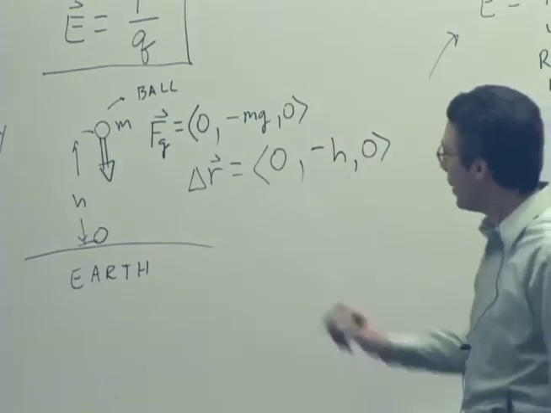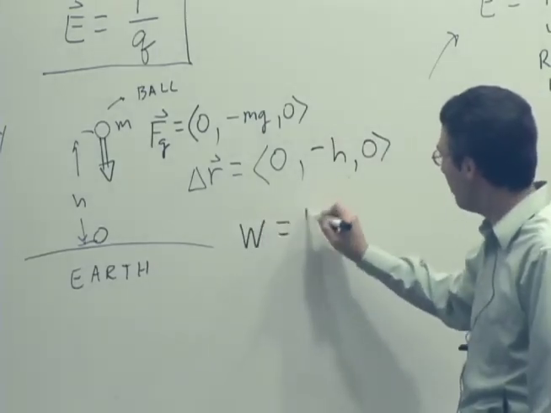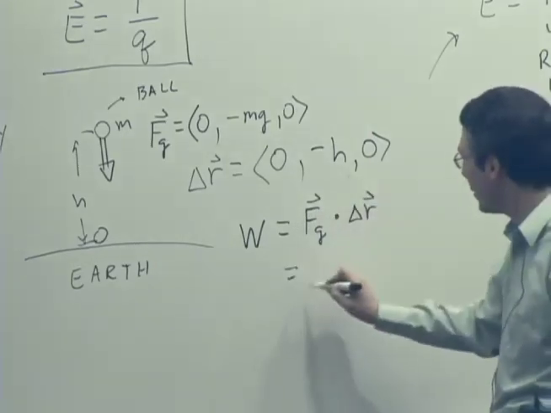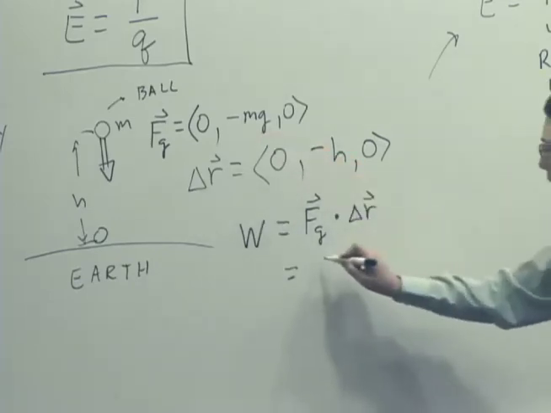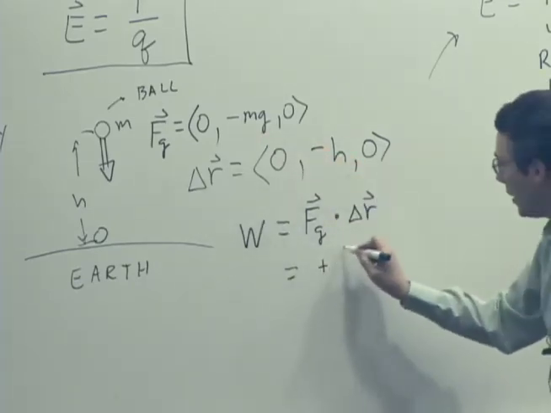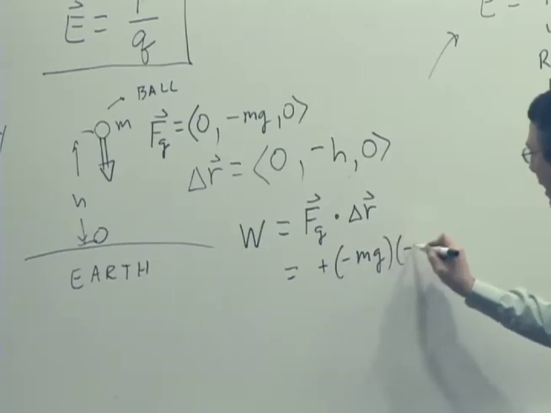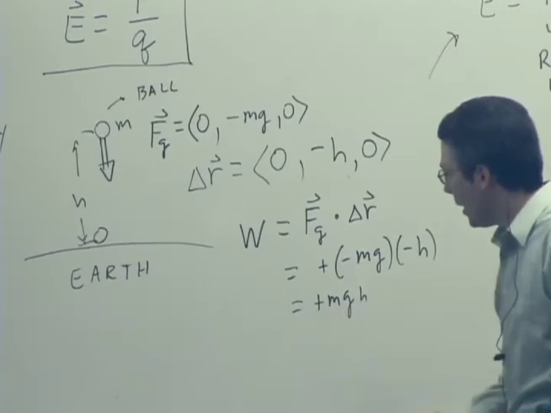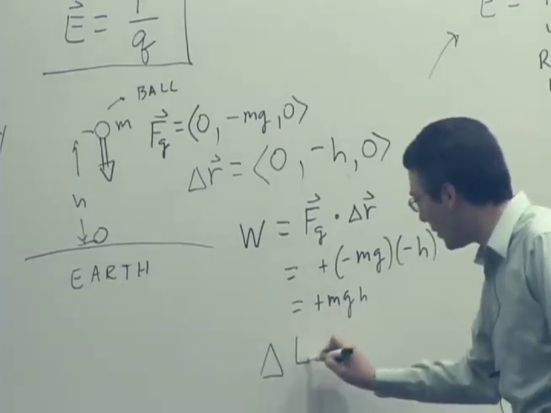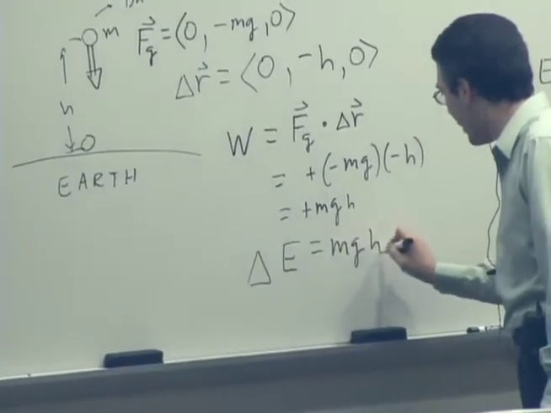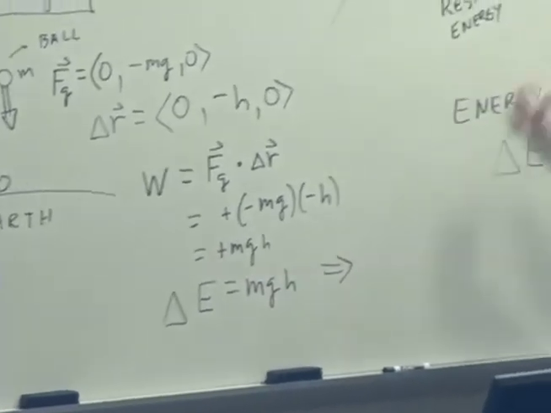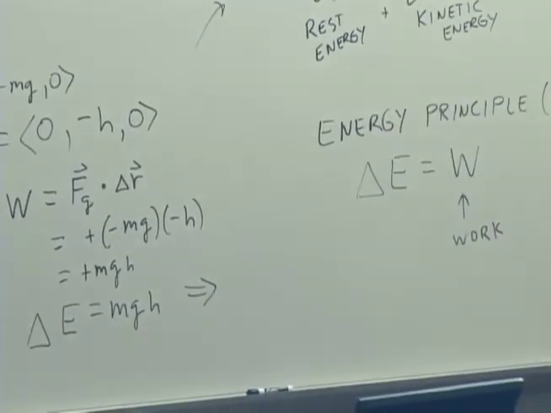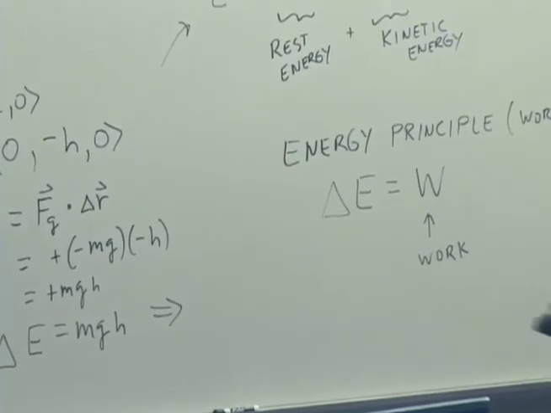0. So we can figure out the work, right? The work is going to be work done by the Earth on the ball. F dot delta R is going to be, well, 0 times 0 plus a negative mg times a negative h plus 0. So this gives us a positive mgh. And so we can say that the change in the energy of the system is positive mgh. And if I write this out in terms of rest energy and kinetic energy, does the mass change here? Is the mass of the ball going to change as it's falling? No. Okay, so it's just going to be a change in the kinetic energy.